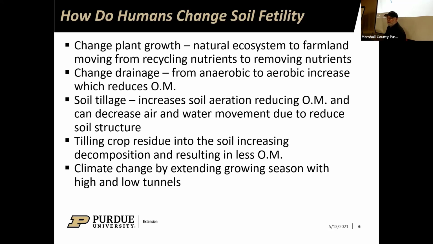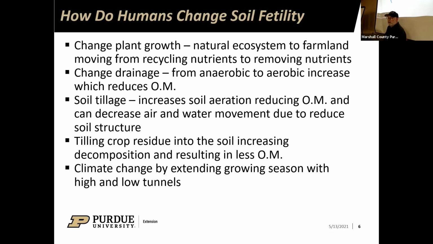And then from a fertility standpoint, we're again changing the natural ecosystem into farmland, where instead of just recycling nutrients that are present, we're removing nutrients. This is true with gardens as well, that we need to account for and replenish as we remove them. Again, drainage will reduce the organic matter. Tillage of our soils will aerate the soils right after the tillage process is done. And that tillage process actually will destroy some of the soil structure present. Hopefully, as gardeners, we do it when the soil is dry.